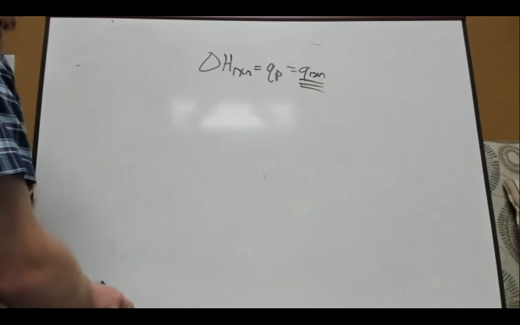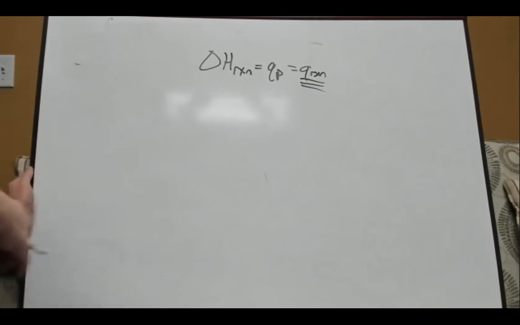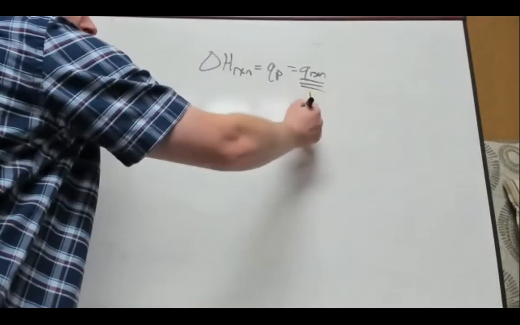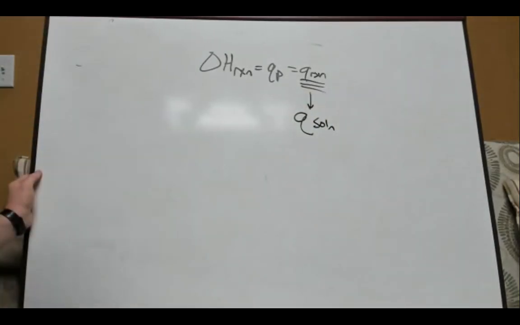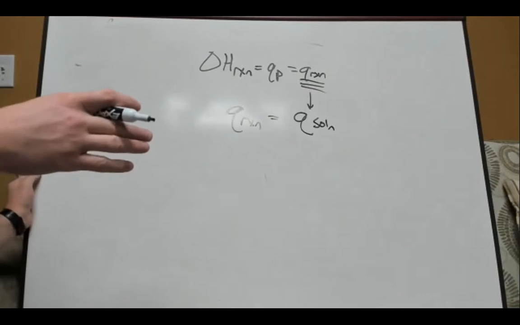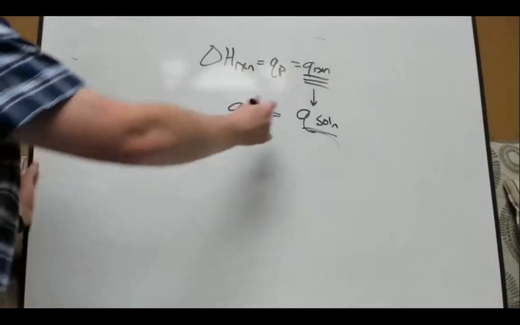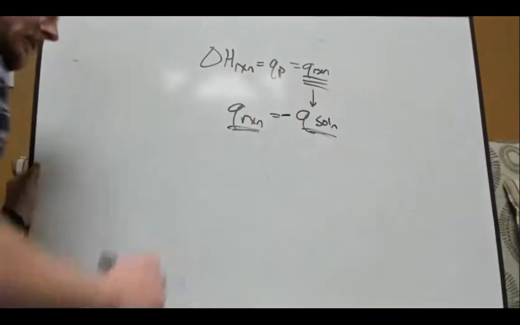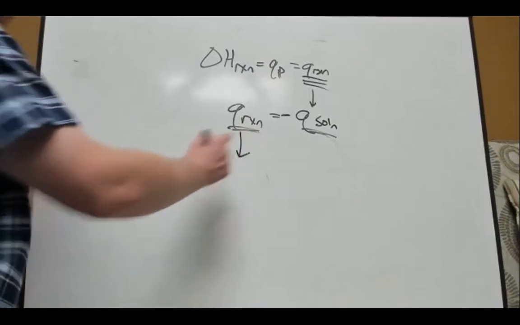In a coffee cup calorimeter, we actually don't measure the exact chemical reaction because we can't, right? It's impossible to measure the atoms and what happens. But what we can measure is what's known as the Q of the solution. Now, let's think about this. We have Q of the reaction, and that's going to be the system. The surrounding is the solution. So what sign has to be on the Q of the solution? Exactly, a negative sign. Now, let's think about this for a second. Does this make sense?